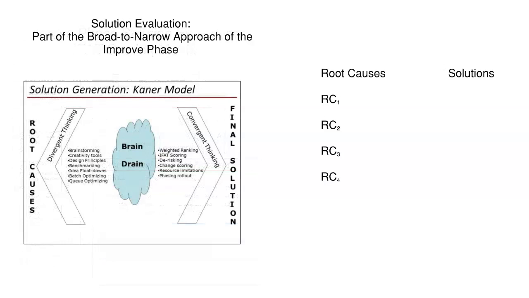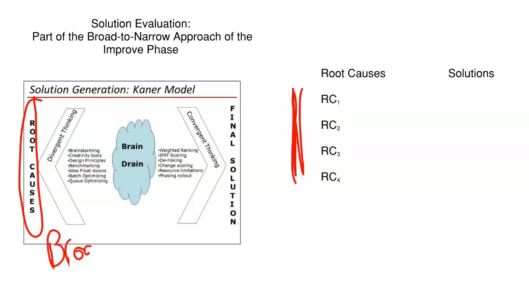Here's where we're at. We've been working in a DMAIC style process improvement project, and at the end of the analyze phase, we've identified a number of root causes. We talked about how after those root causes have been identified, in the improve phase, we're going to go about a broad to narrow approach, where first, we try to create a large list of possible solutions to each root cause using a variety of tools. And so for each root cause, I'm generating many solution ideas.